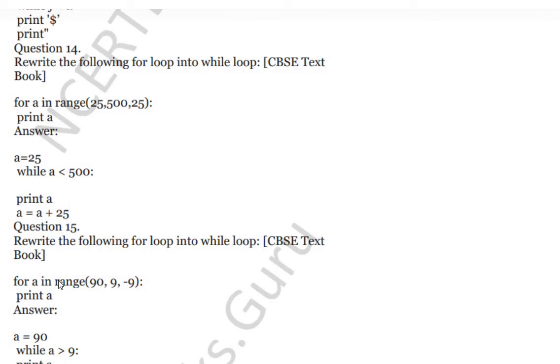Look at the question now. For a in range, here three things are given: start, stop, and the last one is your step. Okay, print a. Now the initialized value of a is given. A is equals to 25, and the stop value is also given. A is less than 500. Then print a, a is equals to a plus 25. Fine. So the loop will execute like this.